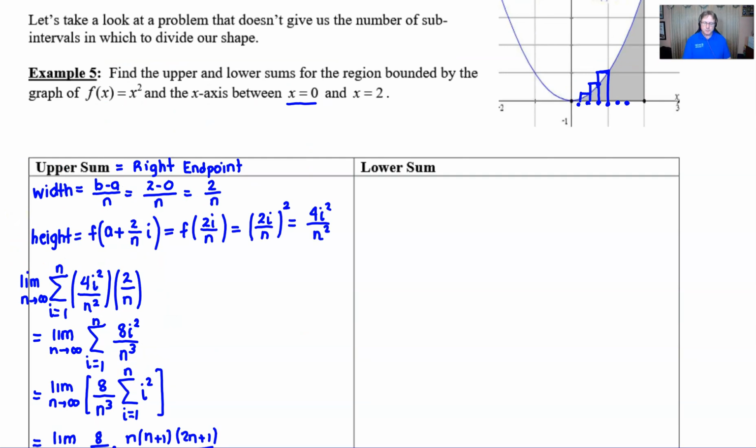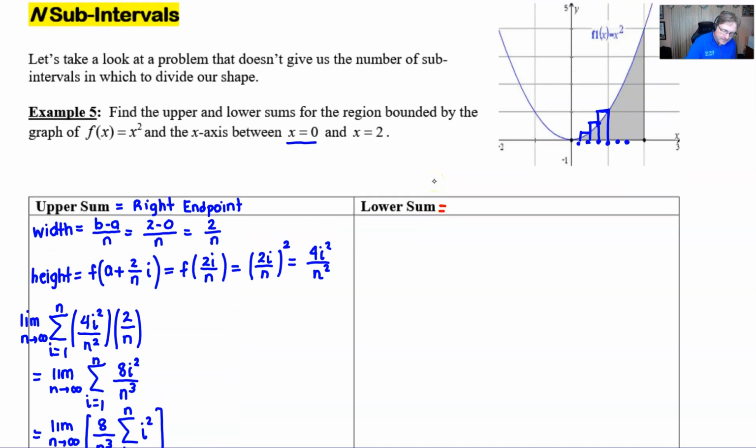Now let's take a look at the lower sum. The lower sum in this particular problem, if you'll allow me to redraw some rectangles in just at random spots, is going to consist of a left endpoint approach, as you can see here, right? So we want to think about that as our procedure.